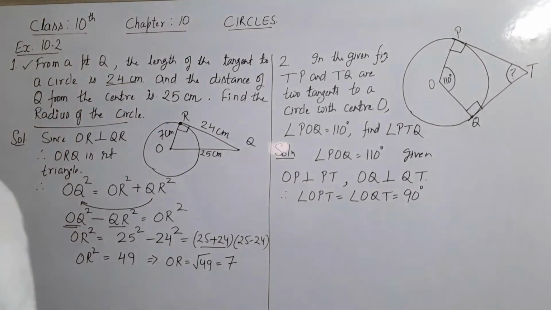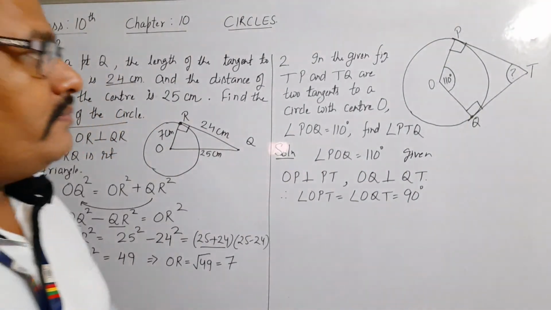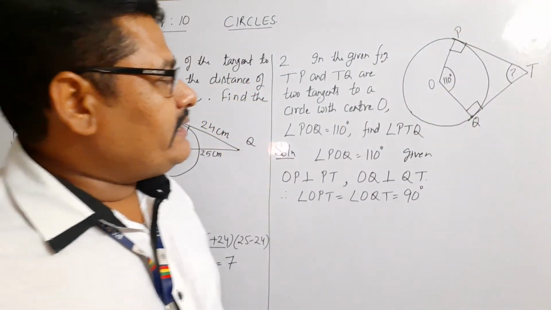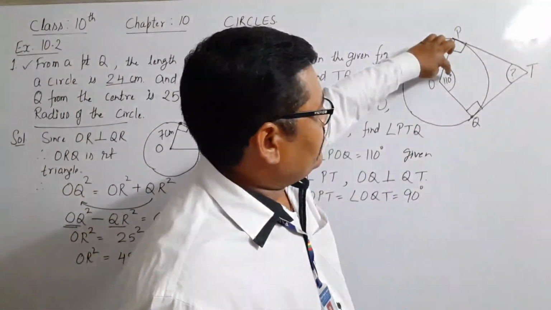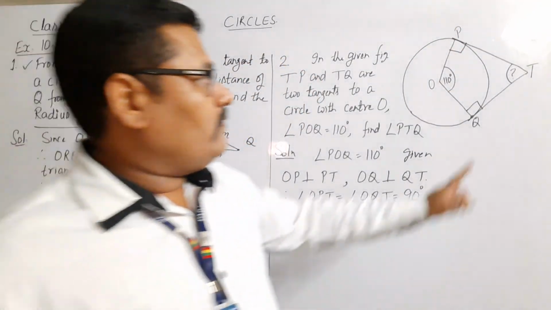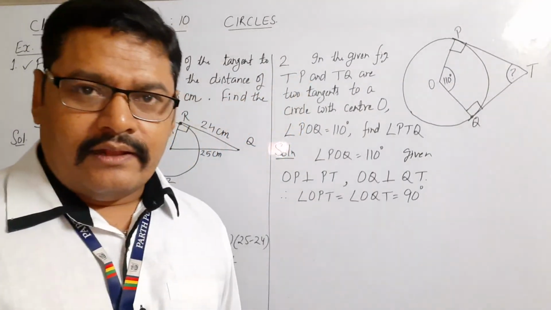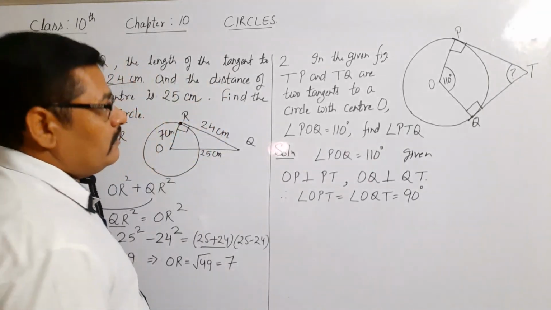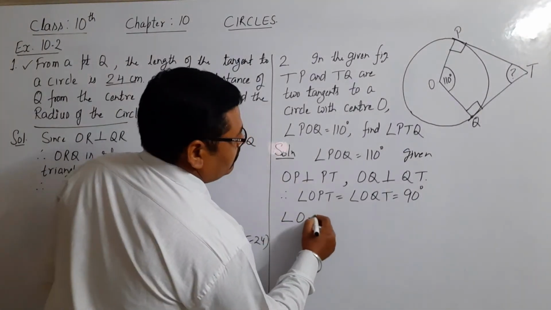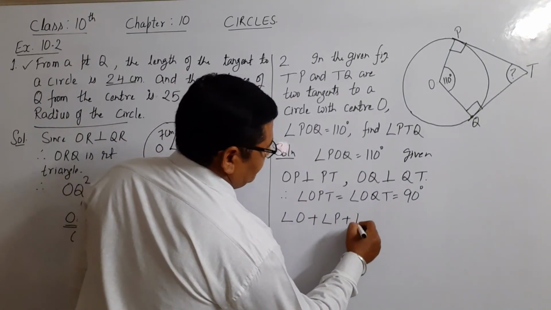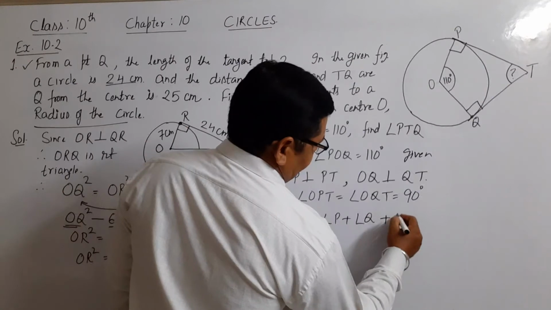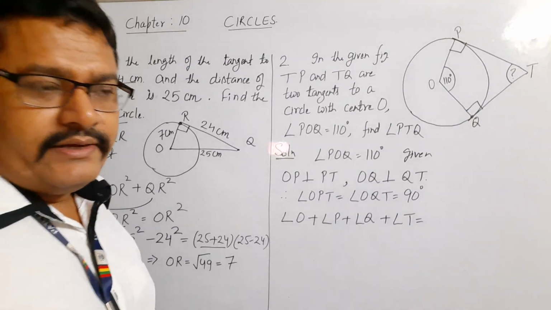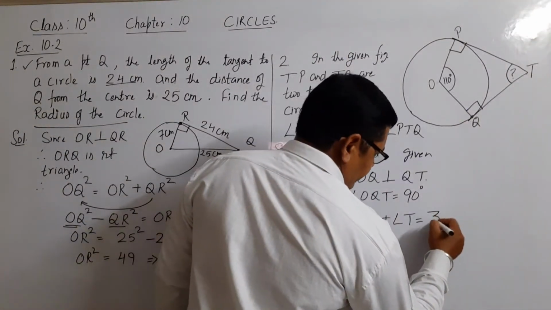Now see OQTP is a quadrilateral, and in this quadrilateral we know three internal angles, and we have to find fourth internal angle. So we can use the angle sum property of quadrilateral. So angle O plus angle P plus angle Q plus angle T is equal to sum. What is sum of internal angles of a quadrilateral? 360 degree.